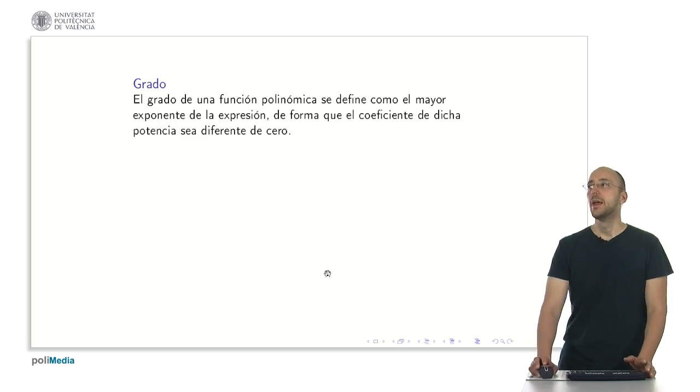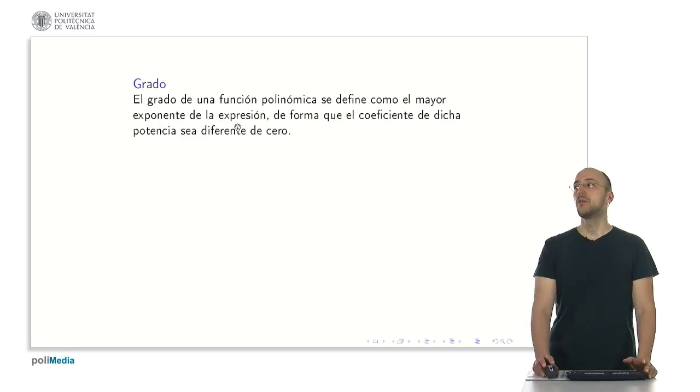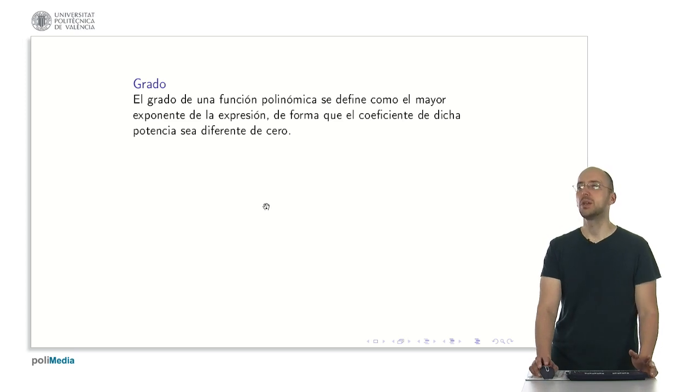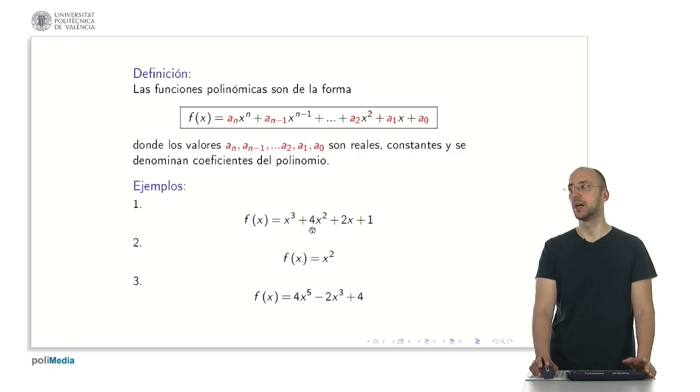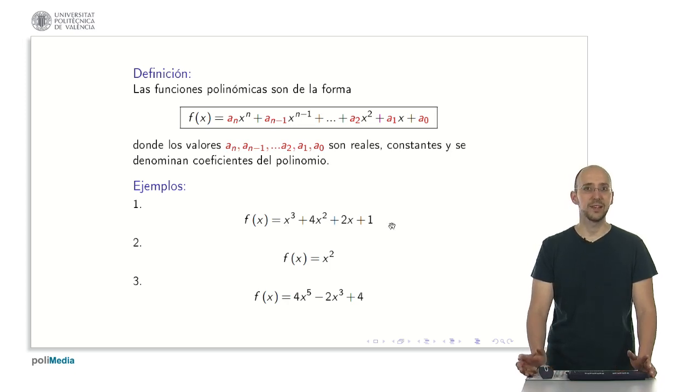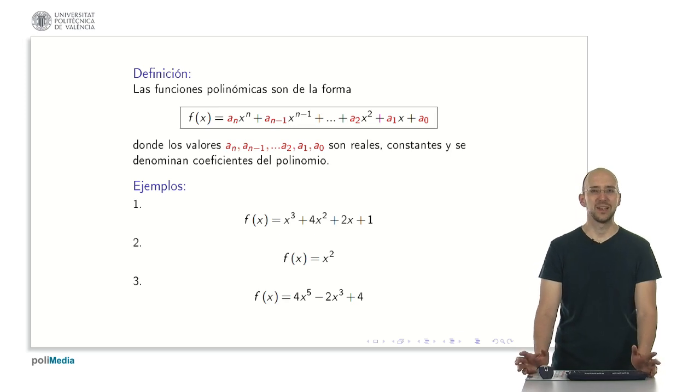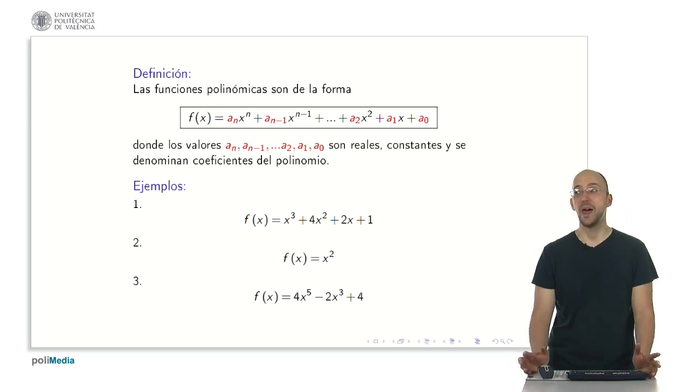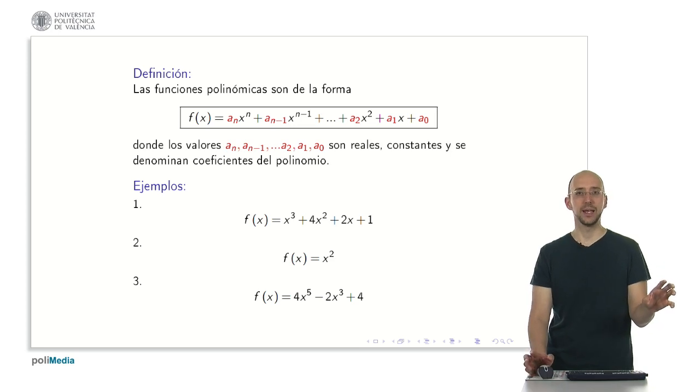What is the degree of a polynomial? It is defined as the greatest exponent of the expression, so that the coefficient of that power is different from 0. Why is this last sentence important? Let's go back a little and explain it. I could put this polynomial in one more term, which would be as follows: plus 0 by x to the fourth. But 0 by x to the fourth is 0. When multiplying by 0, I have nothing. I can't say that the degree is 4, because the coefficient that multiplies x to the fourth would be 0.